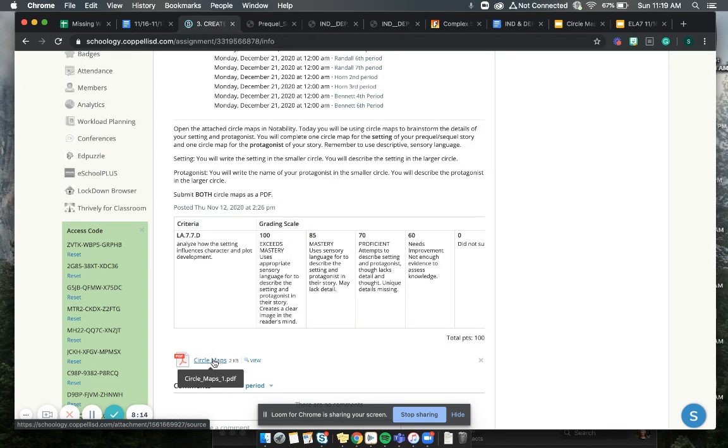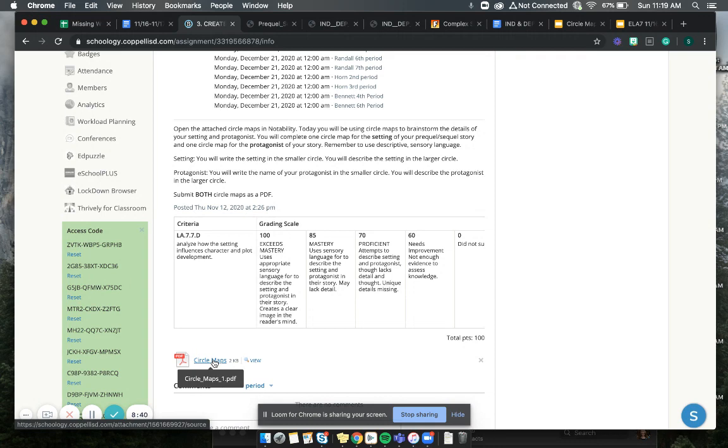You will be using circle maps to brainstorm the details of your setting and protagonist. So you're thinking about the story that you are going to make up. You need to decide, where is your story going to be set? Is it set in the community? Is it set in a different community? Is it set elsewhere? Is it set somewhere entirely different? Where is the setting of your made-up story?